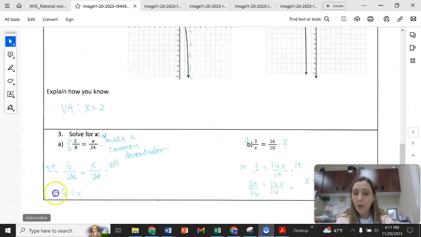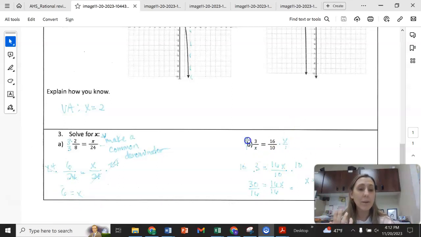Okay, so if you are looking right here, I multiplied top and bottom by 3, and I ended up with 6 over 24 is equal to x over 24. And if the answer wasn't really obvious to you, then I needed to undo the division. So I multiplied both sides by 24. Well, 24 was in both denominators. So that gave me 6 equals x, and I was done.